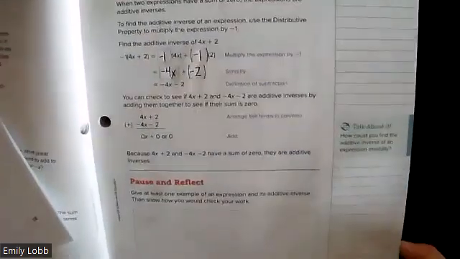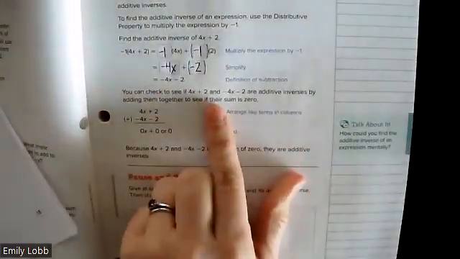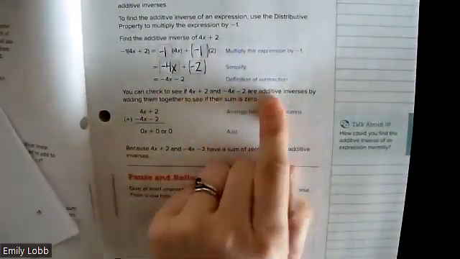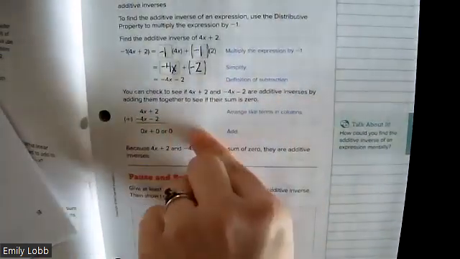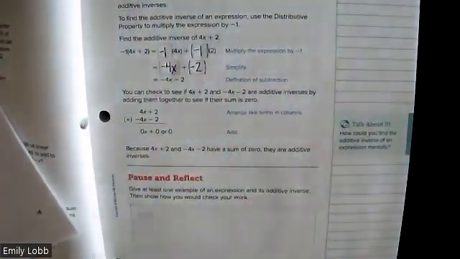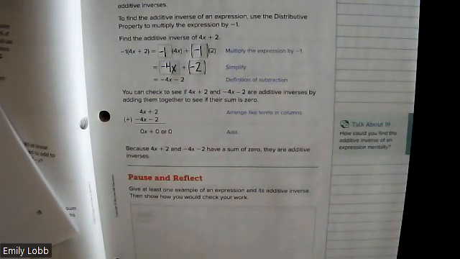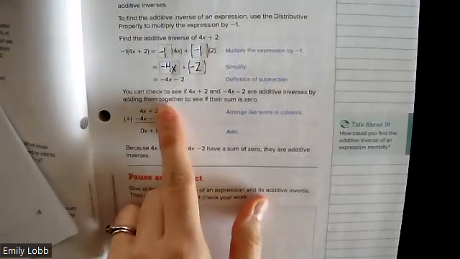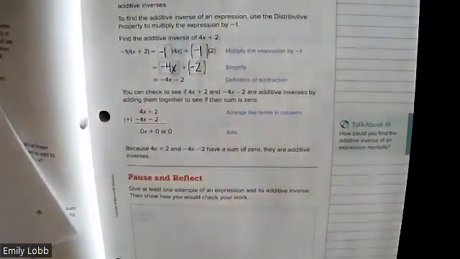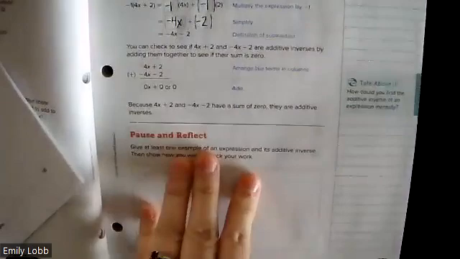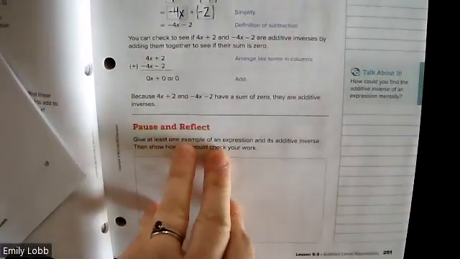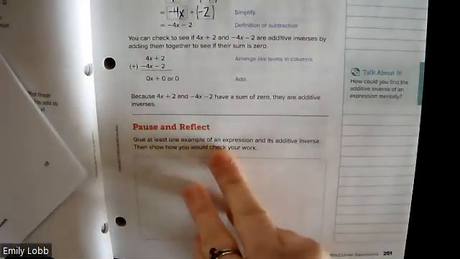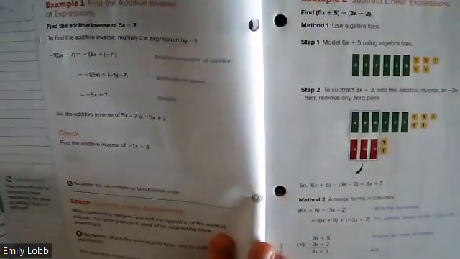All right. So you can check to see if these things are additive inverses by adding them together. When we have additive inverses, they should add up to 0. So 4 minus 4x is 0x. Negative or positive 2 minus 2 is 0. So we're just taking the opposite of it. That's what an additive inverse is, all right? Teaching you new terms.